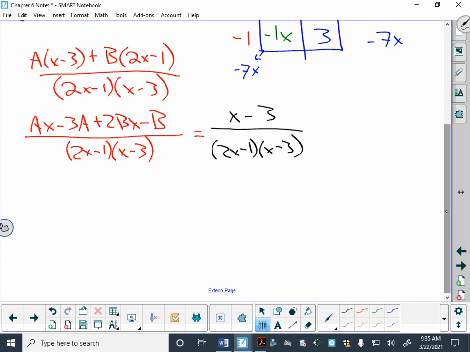Well, we can split this up a little bit. I could group the pieces together that have x's in it. I have an a plus 2b. Those are the pieces that had x's in them. And I had a negative 3a minus b. Those are the pieces that didn't have x's in them. And that has to equal x minus 3.